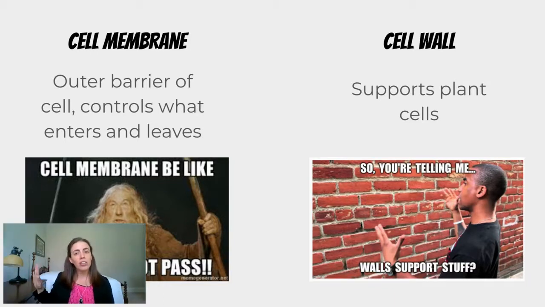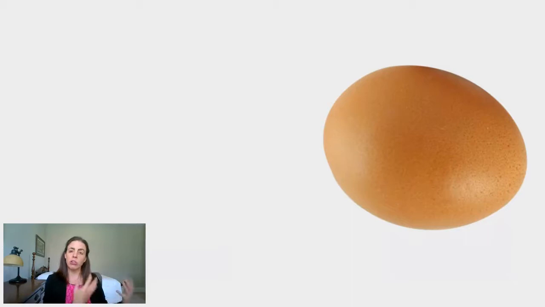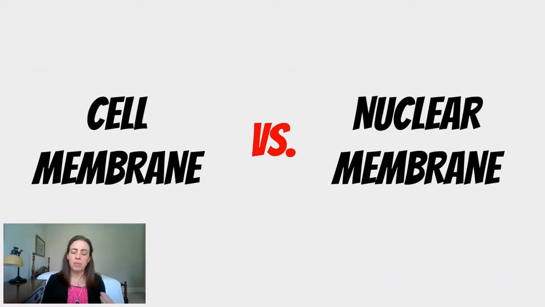Now, the cell wall, on the other hand, is mostly about support. And it's only going to be in the plant cells. Animal cells use some other support mechanisms, and plants rely on their cell walls. Another pair of terms that I felt like we were struggling a little bit with was the cell membrane versus the nuclear membrane.